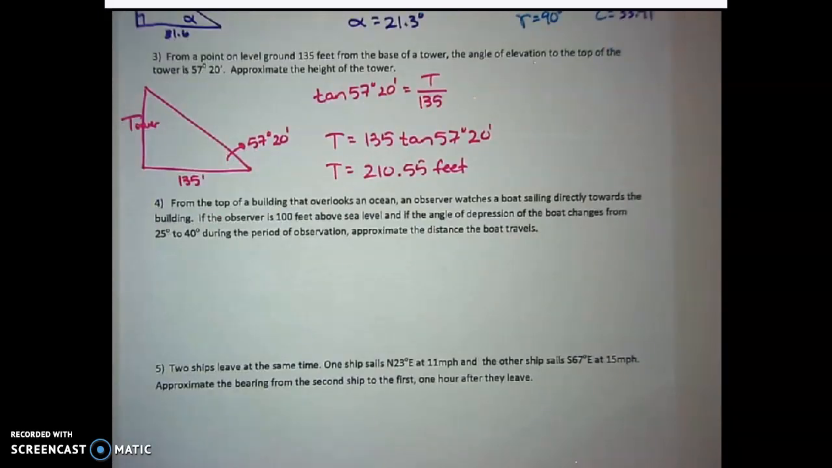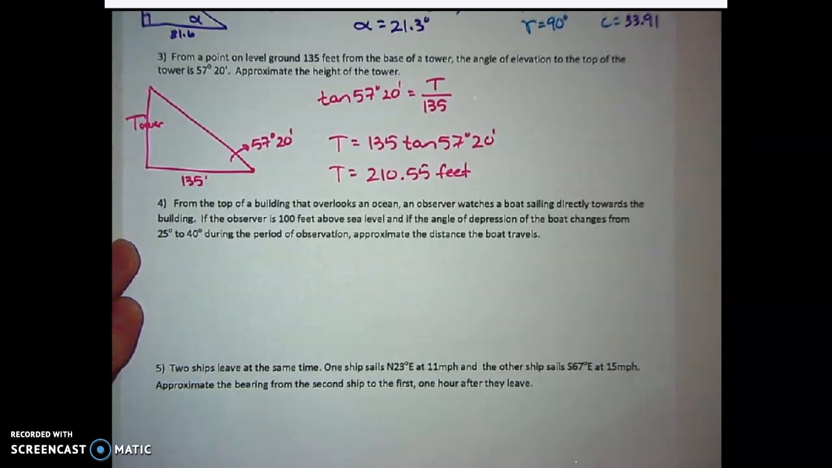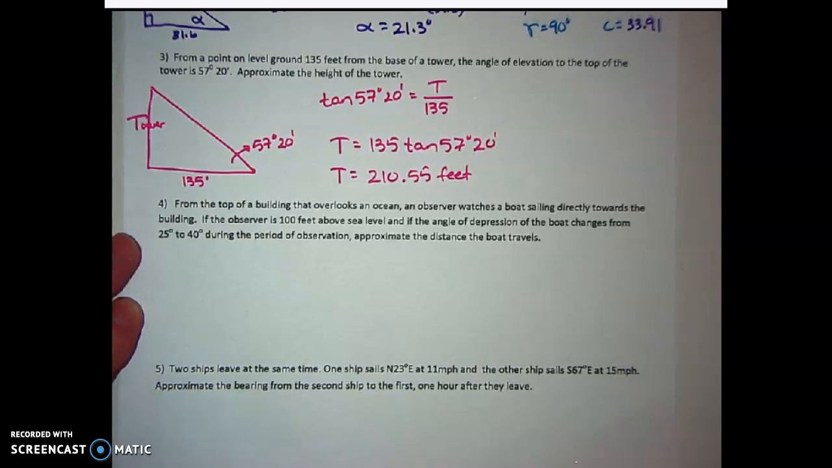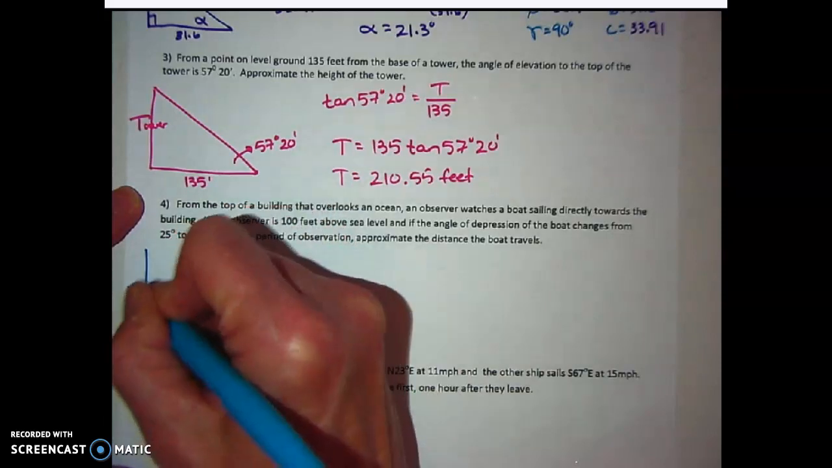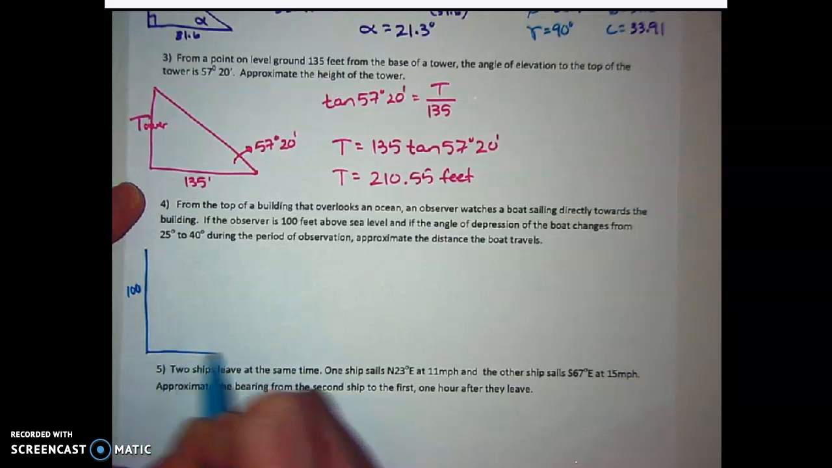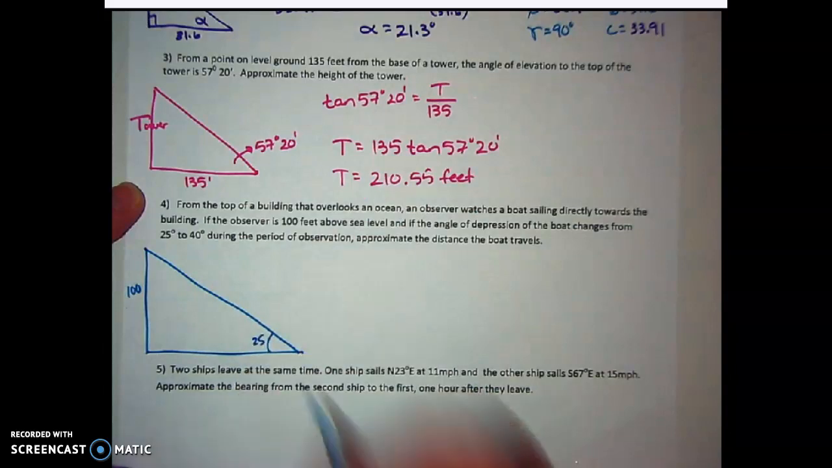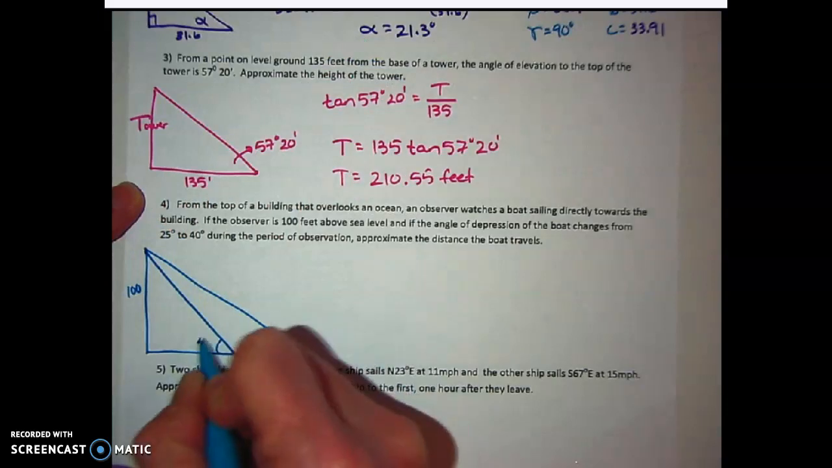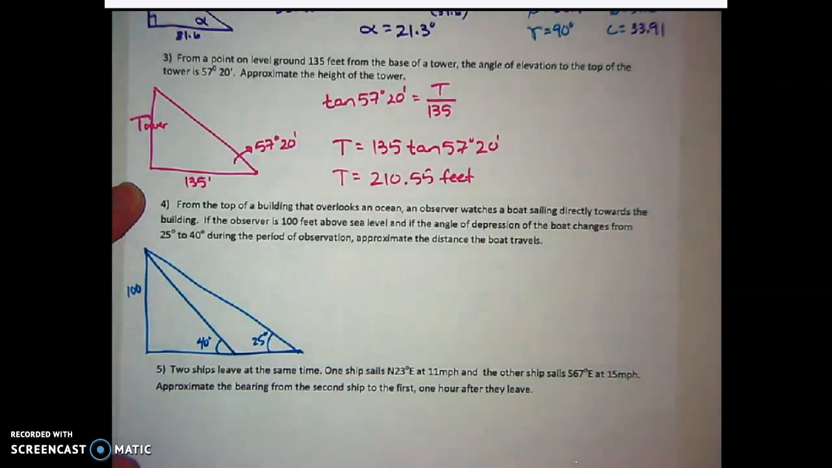Problem 4. From the top of a building that overlooks an ocean, an observer watches a boat sailing directly towards the building. If the observer is 100 feet above sea level, and if the angle of depression of the boat changes from 25 to 40 degrees during the period of observation, approximate the distance the boat travels. So we have somebody that is 100 feet up. And when they first spot the boat, it's way out here, and it forms an angle of 25 degrees. And then they watch it for a little while, and as it comes in, it then forms an angle of 40 degrees. And we want to know, what is that distance? How far did the boat travel?